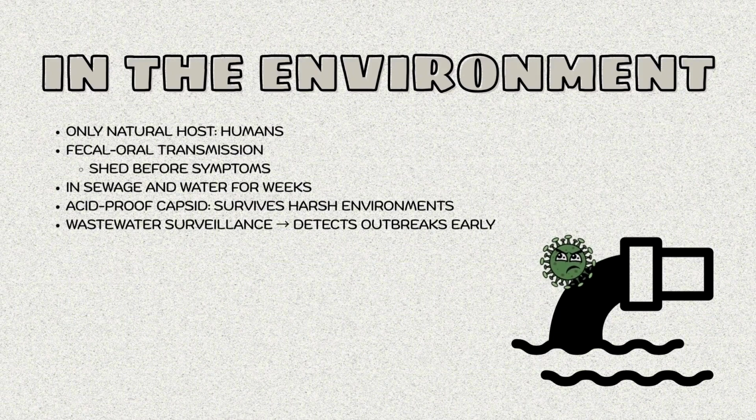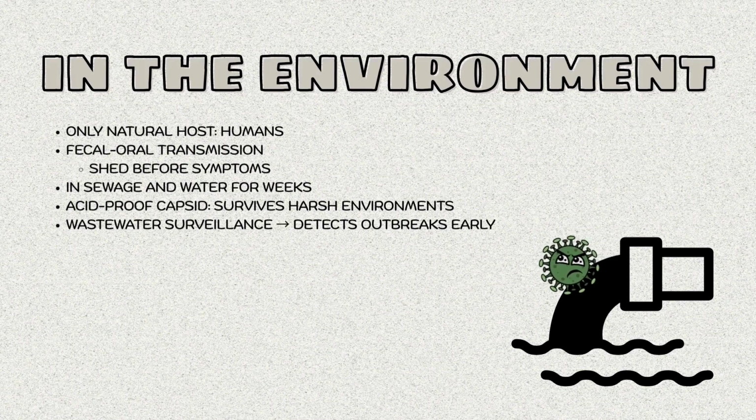Transmission is almost entirely fecal-oral. Polio exits through feces, contaminates water or food, and is swallowed by its next host. It can shed in the stool for weeks, and sometimes way before symptoms begin. Humans are polio's only natural host. There are no animal reservoirs and no alternate species for polio to hide in. This is polio's biggest weakness.